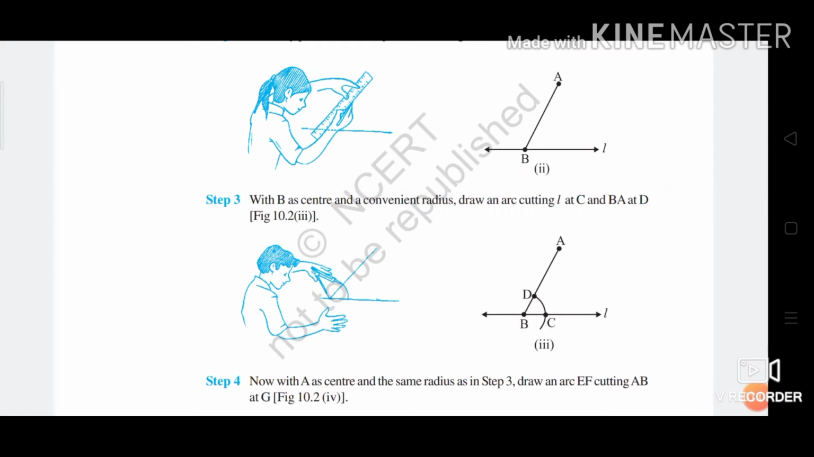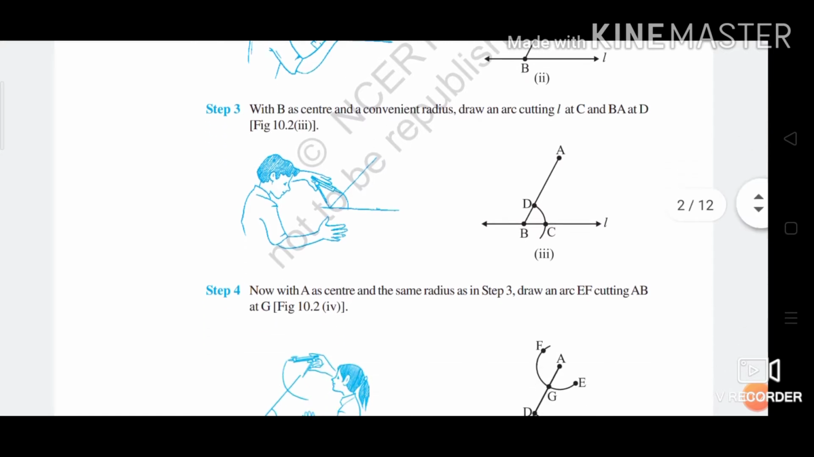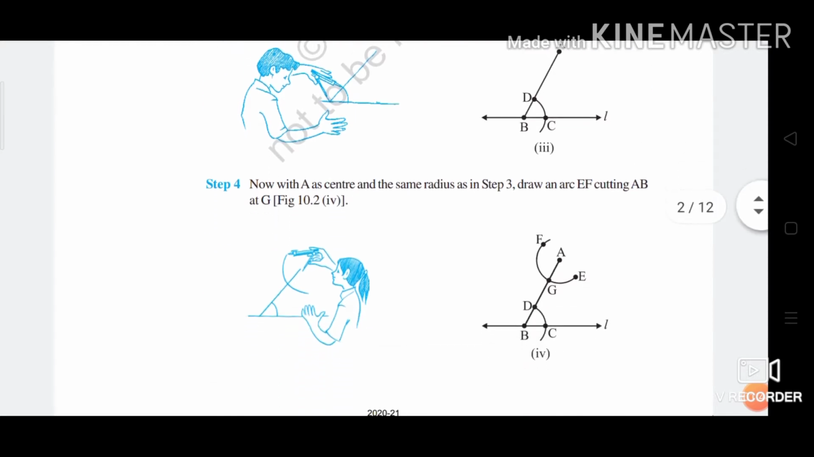See the diagram. This is your line L, and B is a point on line L. From B we draw an arc with a convenient radius which cuts L at C and BA at D. Now with A as center and the same radius as in step 3, we will not change the radius, that is, the arc DC measurement stays the same. Draw an arc EF, cutting AB at G. You can observe the diagram.